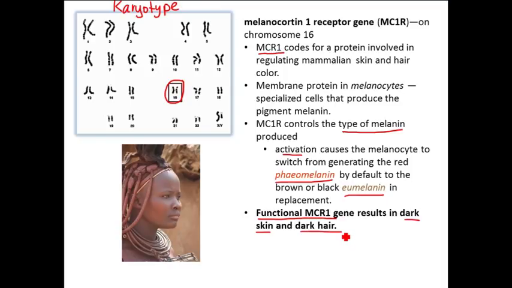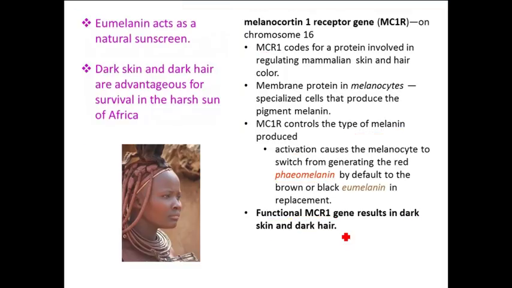Okay? So all humans started out with a functional MC1R gene, and indeed, people who are indigenous to Africa, from a population of Africans who have lived there for a very long time, all have the functional MC1R gene. But it's not so when you look at humans across the globe. There are some differences. Okay? So eumelanin, the brown or black one, acts as a natural sunscreen, so it's very beneficial in Africa where the sun is so harsh. Okay? So there's lots of UV light coming down, so it's important to have a natural sunscreen.